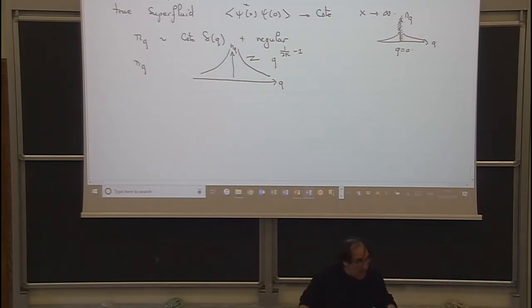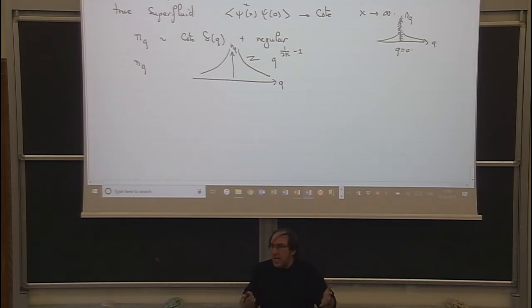So here I use the fact that if I look at n of q, I would say I have a divergence around q equals 0. It's not a delta function divergence, but it's still a power law divergence. So this would say the system would like to become a superfluid, but it can't.